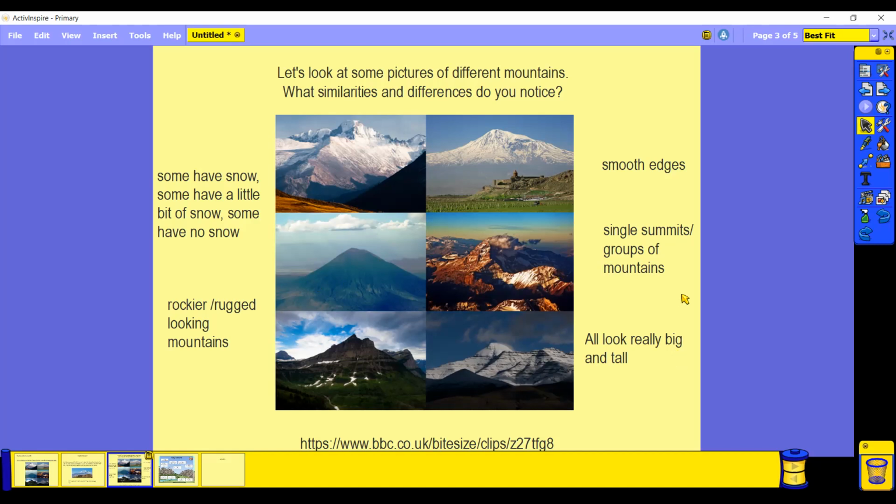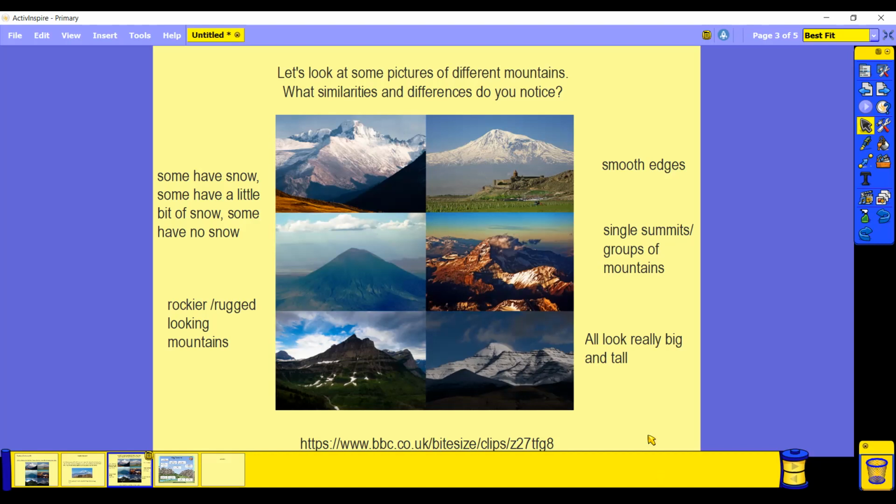Another thing that could be a similarity or a difference is that some of them are groups of mountains, which we call a mountain range. So here you can see there are lots of different mountains, same here, and up here at the top. In this one, you can see there's one in the distance and one over there. Whereas some of them are single summits, which means just one mountain on its own. You can see here, this is a single summit, and so is this one here.